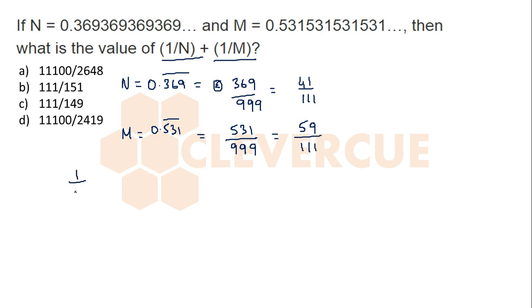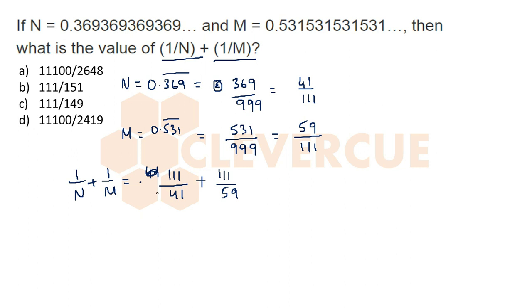Now we have to find the value of 1 by n plus 1 by m. This is equal to 111 divided by 41. Here the value of n is 41 by 111, so 1 by n is the inverse of that, plus here it is 111 divided by 59.